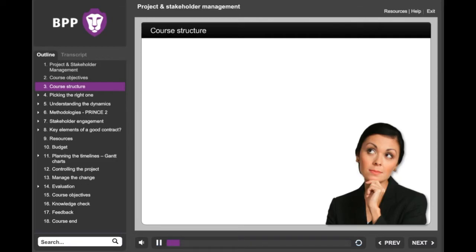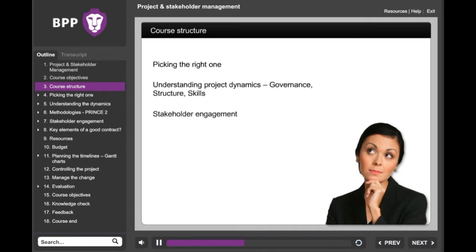To that end then, the course is structured as follows. First of all, we'll have a look at some techniques to make sure that you pick the right project for your organisation. Secondly, we'll have a look at understanding some of the project dynamics, making sure the governance structure is right, maybe the project structure is right, and you've got the right skills in place to be able to complete the project successfully. We'll have a look at the key elements of stakeholder engagement: who to talk to, when to talk to them, and the sorts of people you may need to engage with and how to engage with them as well.